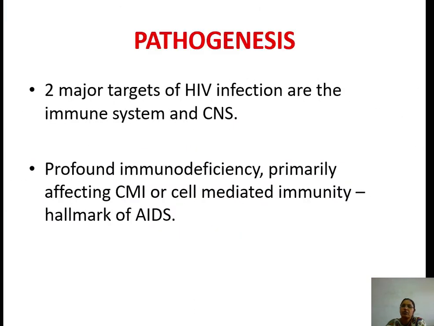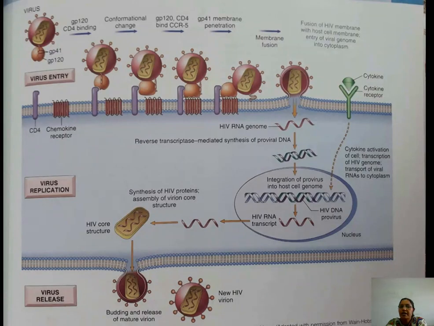Now coming to the pathogenesis of HIV, the two major targets of HIV infection are the immune system and the central nervous system. There is profound immunodeficiency, primarily affecting cell-mediated immunity, which is the hallmark of AIDS, or acquired immunodeficiency syndrome. Now this diagram is showing the life cycle of the HIV virus. As you all know, the envelope glycoproteins GP41 and GP120 are very important for the primary antigenicity of the virus and for entering into the cell.